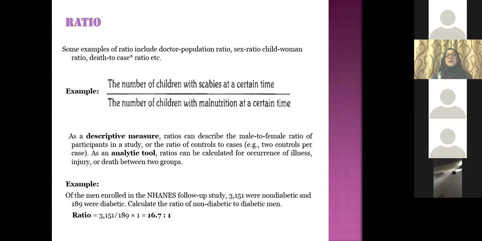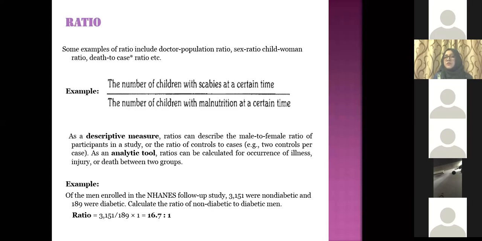Okay, so what is the usage of ratio? Why do we use it? We use it as a descriptive tool or as an analytical tool. As a descriptive tool, we can describe the male to female ratio of participants in a study, or the case to control ratio of a study. As an analytical tool, ratios can be calculated for the occurrence of disease or death between two groups. You make a comparison of the occurrence of illness or death between the two groups when you're taking ratios. These are examples of different types of ratios.